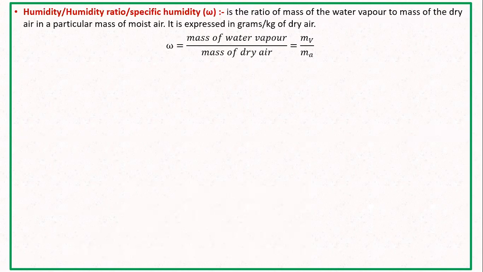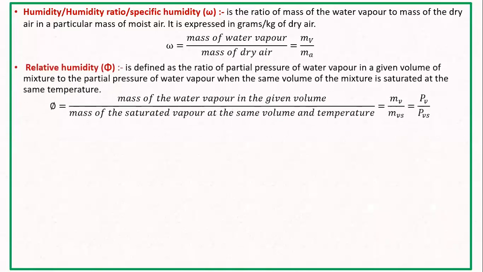Example, consider some amount of moist air. In the moist air, separate out the water vapor in it and the dry part. So if we weigh these two, the ratio of mass of the water vapor to the mass of the dry air is known as omega or the specific humidity.